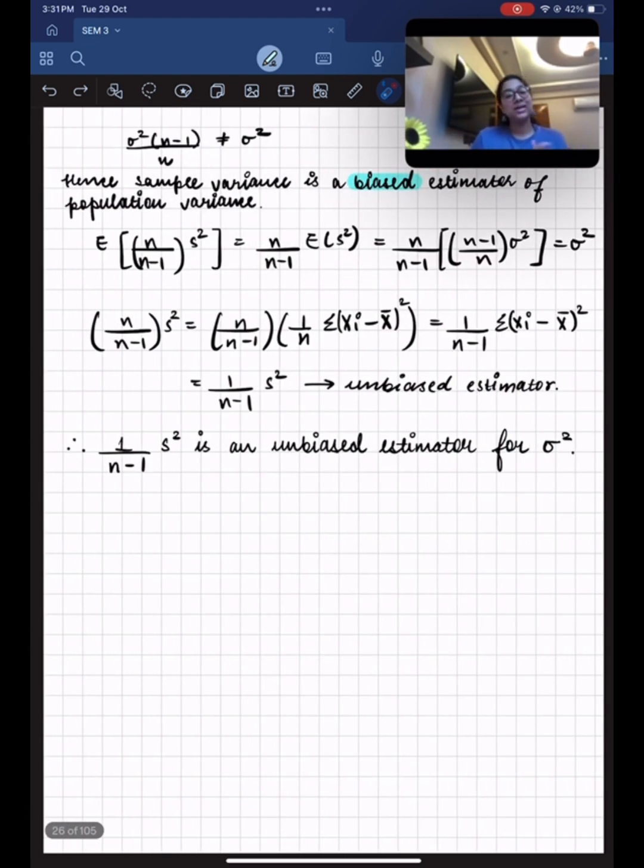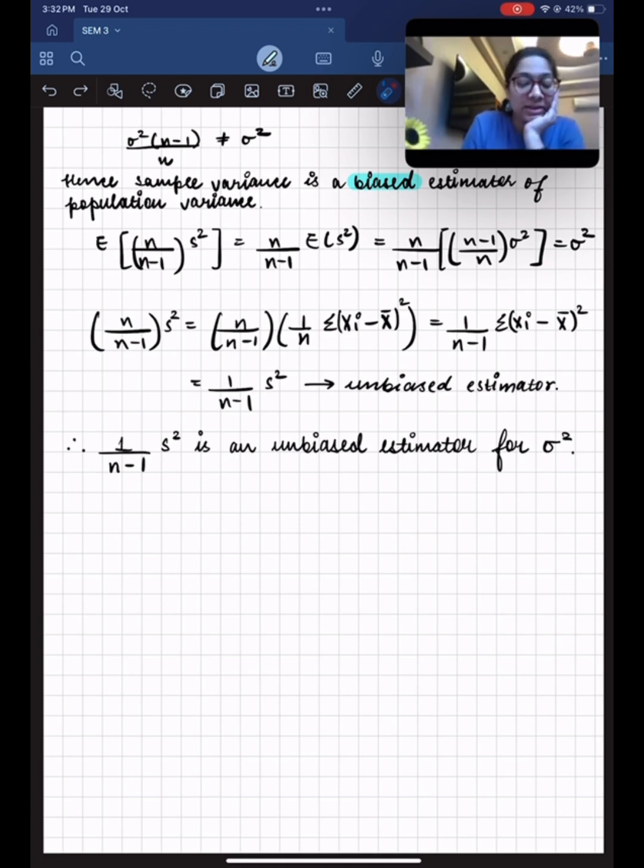Now since we can see that this term, which is sigma square times n minus 1 upon n, is not equal to sigma square, we can say that the sample variance is not unbiased, hence it is a biased estimator of population variance. Now since we have the biased estimator, it is easier for us to calculate the unbiased estimator.